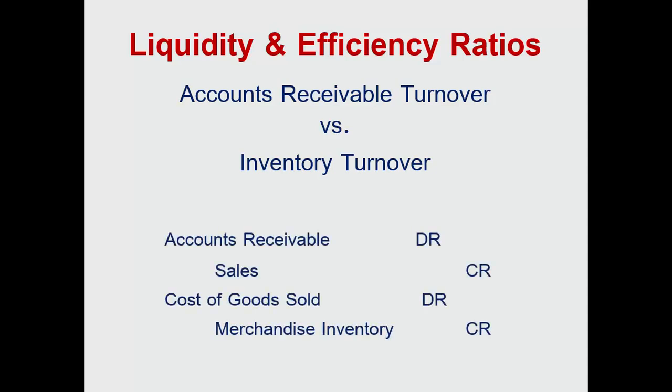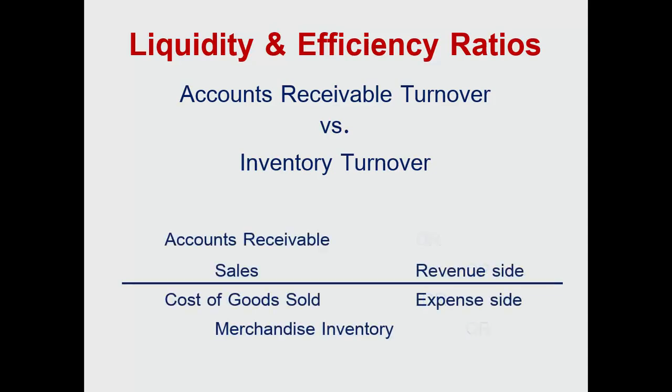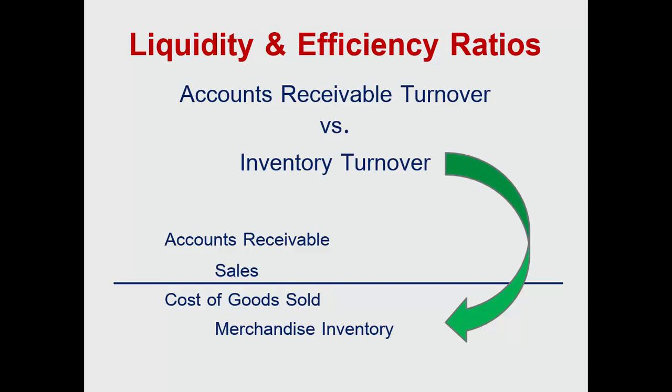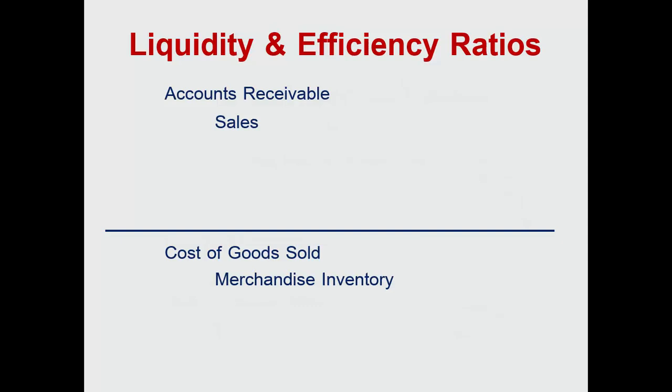Now we're going to compare the two. It's a memory trick to look at what numbers go where. Is this the traditional perpetual merchandise inventory, journal entry at the point of sale? You're going to have a revenue side entry and an expense side entry. The accounts receivable turnover will use numbers only from the revenue side. The inventory turnover will use numbers only from the expense side.